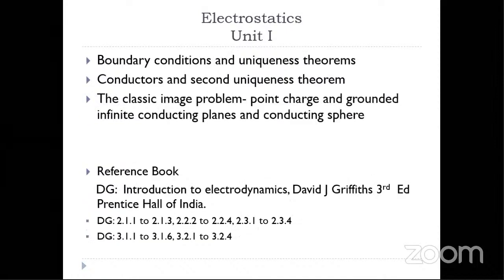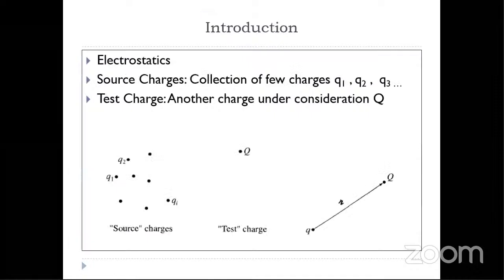Unit 1 of electrostatics also continues with boundary conditions, conductors and the second uniqueness theorem, and finally a classic image problem. The reference book for this entire course is David Griffiths, third edition, and the articles to be dealt with are given in this particular slide. So we begin with the course of electrostatics itself.